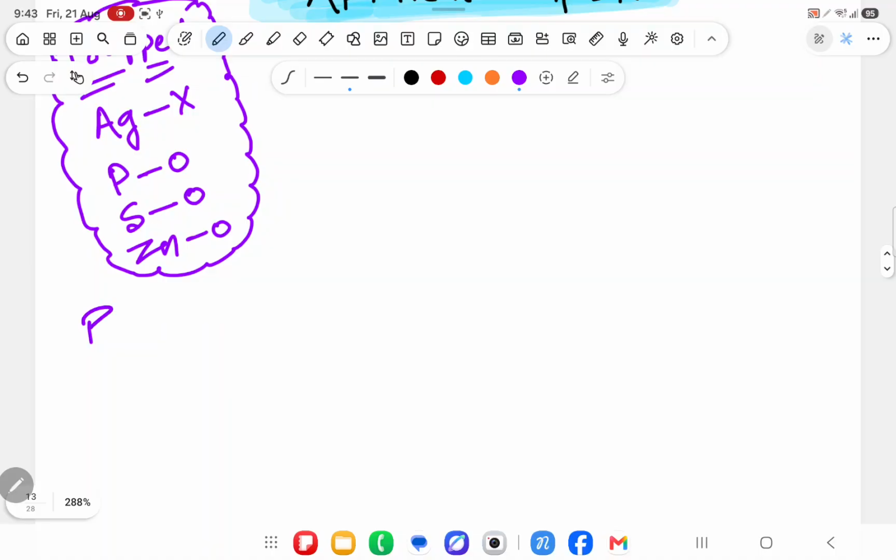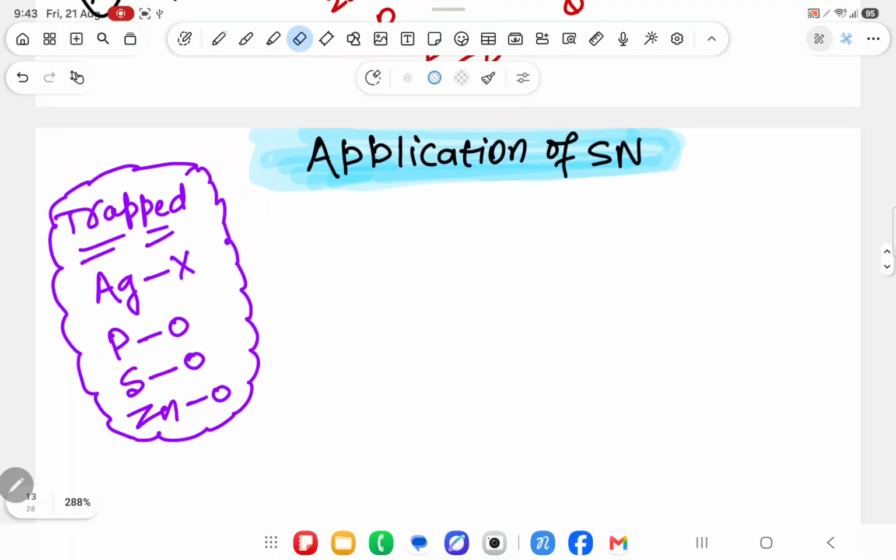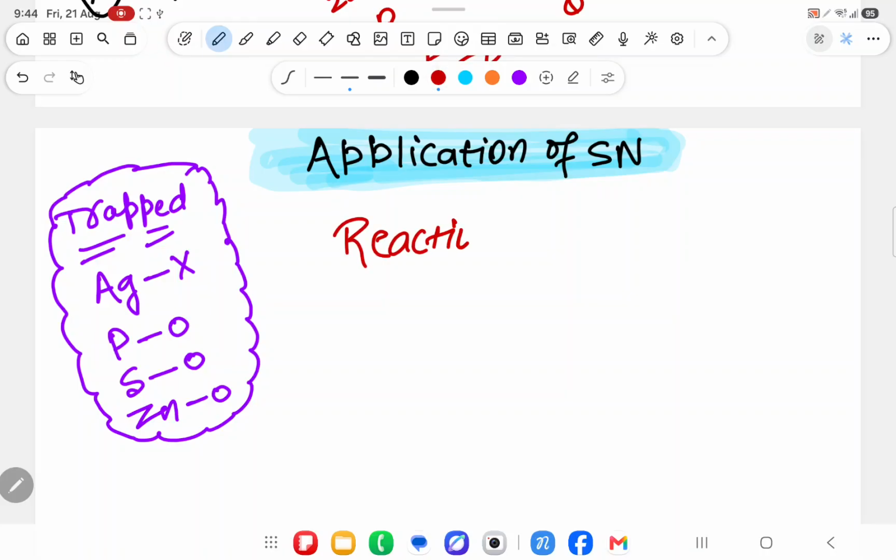Then whenever you are doing the reaction with silver, so what you will get, I am writing. This is not the application. Before writing the application I am telling you something. Suppose you will do the reaction with silver.